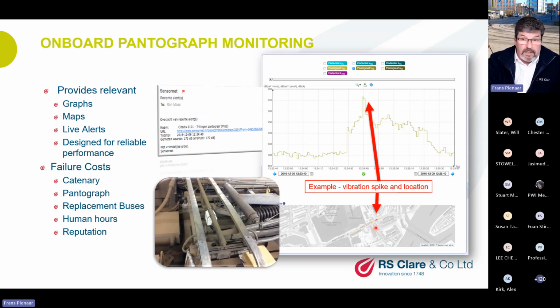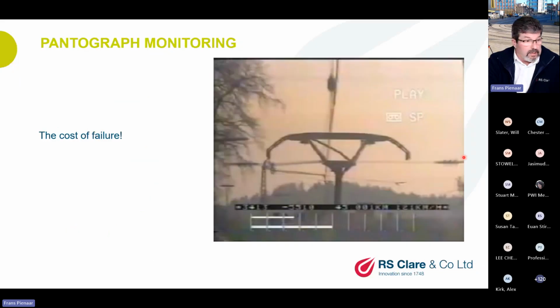Now, unfortunately, the next one is again a video, and I don't think this is going to run. No. So this is a video just to show how long a train actually runs before the power is switched off, and the amount of damage that occurs on the line and with the pantograph, the train itself. So the cost with that is a huge problem then for the fleet and the company that's operating them.